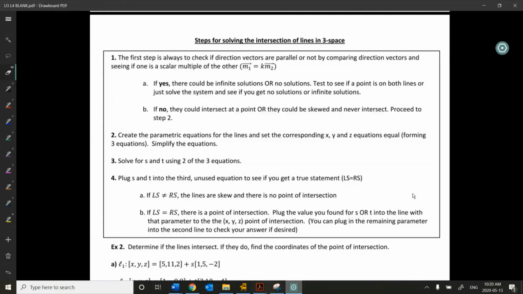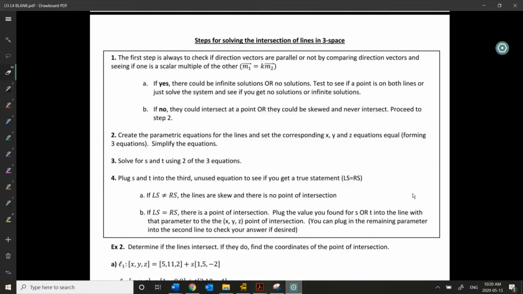So you're going to test a point from the first line to see if it's on the second line. If you get a true statement, that means the point is on the line. If you get an untrue statement, that means the point is not on the line, and that will tell you whether they're parallel distinct or parallel coincident. If not, you're going to follow the next set of steps. So they could intersect once, or they could be skew, and that would mean they never intersect. So you're going to proceed to step 2.